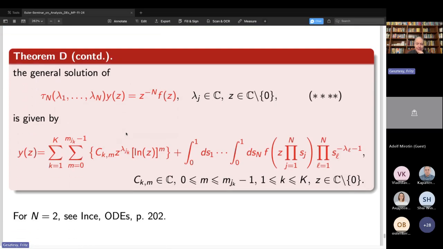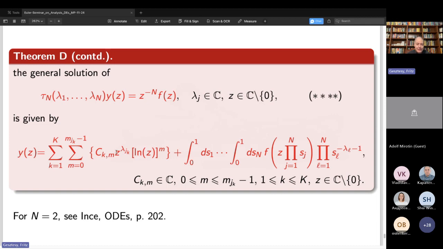You have linear combinations of powers and logarithms, so this is what you would get from the homogeneous term, and this is what you get from the right-hand side when f is non-zero. So you have repeated integrals, with parameter integrals S1 to Sn, and powers and f of this argument. One can show that this is the solution of this non-homogeneous Euler, nth-order Euler differential equation.